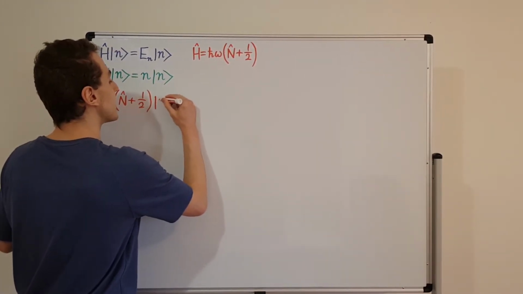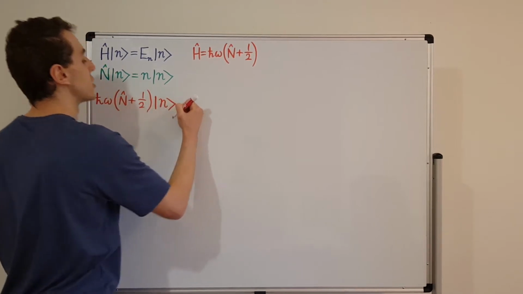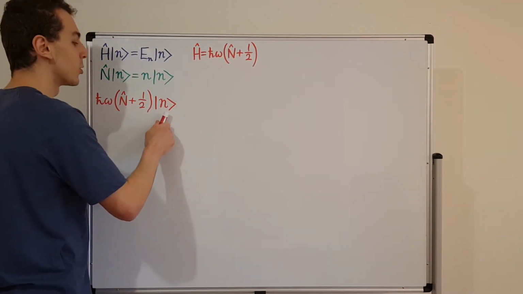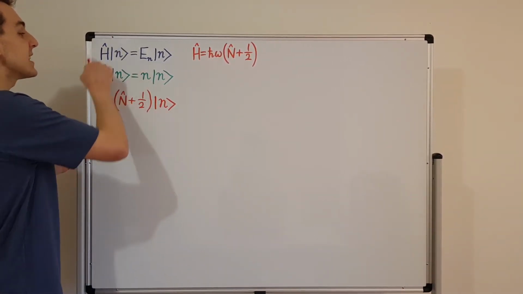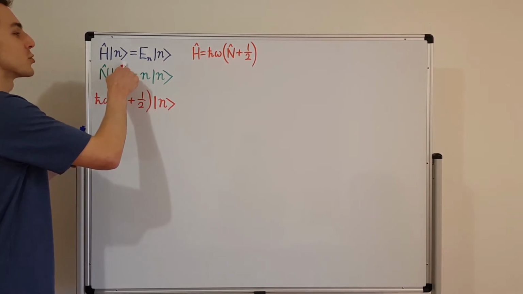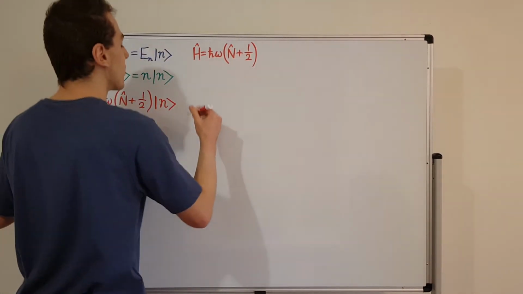So this is an eigenstate over here. I'm using this ket notation, which is very useful Dirac notation. So that is the left-hand side of the time-independent Schrödinger equation. Now let's add the right-hand side.